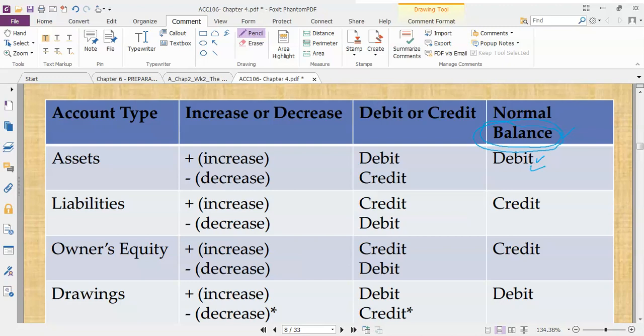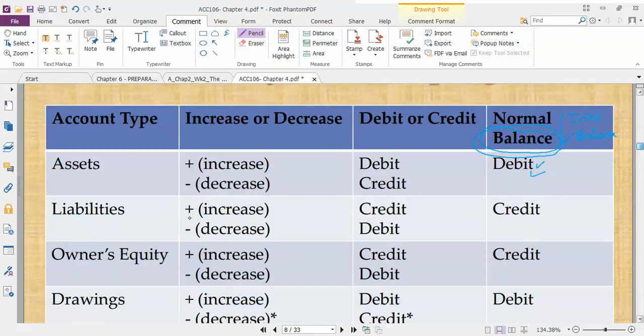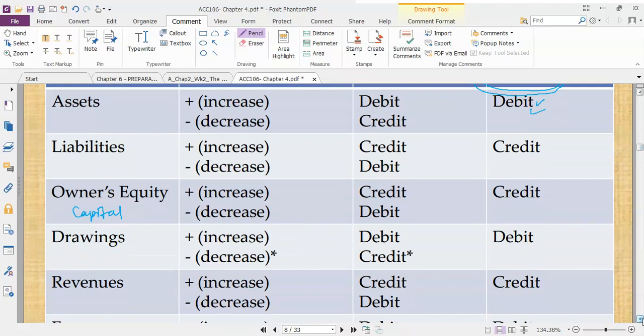Untuk apa you tahu normal balance ni adalah untuk kita tahu amount tersebut nanti dekat dalam trial balance. Tak apa, nantilah. Kita takut you pening pula. Ni sama dengan apa yang saya ajar tadi. Liabilities, increasing credit, decreasing debit. Owner's equity is other name of capital lah. Capital or owner's equity, same things. Increasing credit, decrease debit.